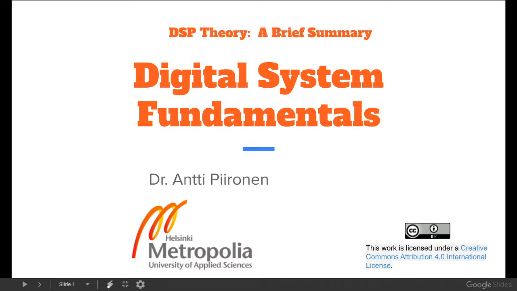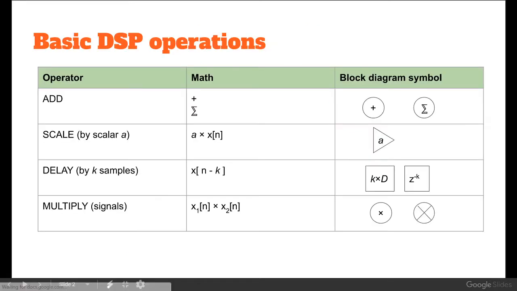Okay. So slideshow, again, DSP theory, a brief summary. Basically, the digital signal processing operations are very simple. Only 4 of them available. So we have addition, which is simply 2 signals addition, and block diagram symbols are either the plus sign or then this the sigma operation.